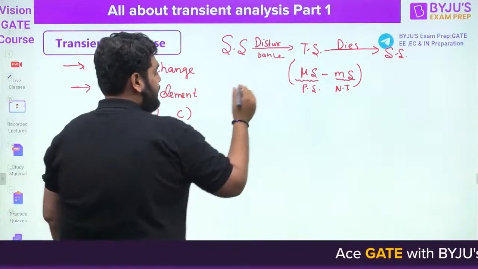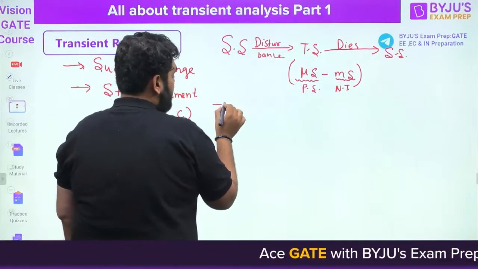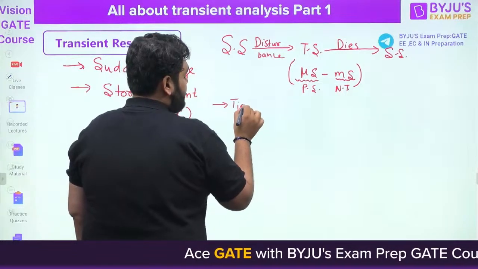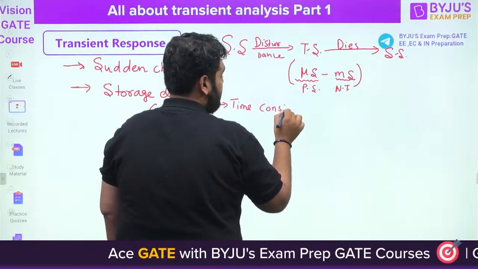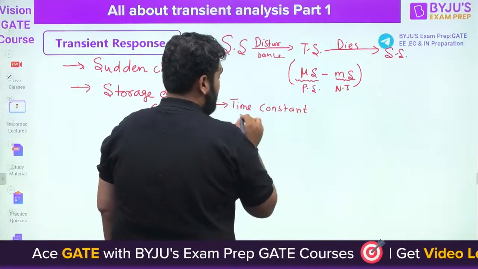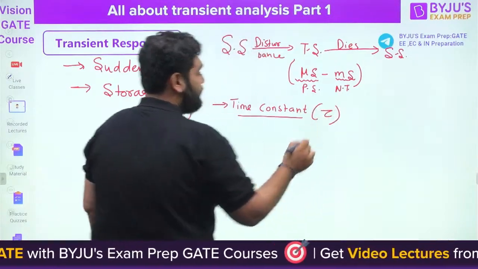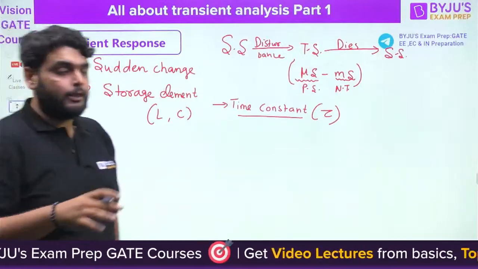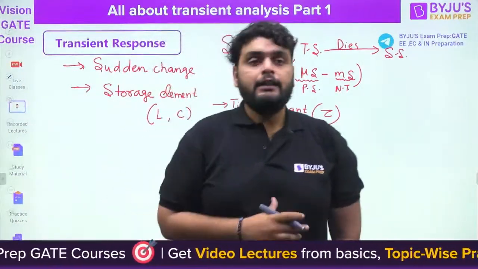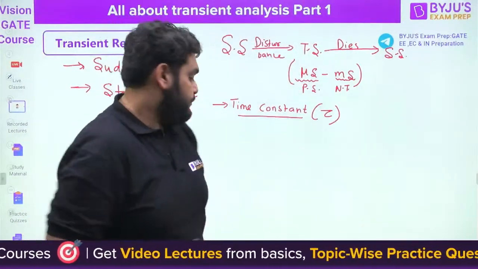Now bacho, in a transient state you need to understand 2 points. What is the time constant? Can anybody tell me what is the time constant? Definition, not formula. I know you know the formula well, but what is the definition of time constant? Simple, huh?